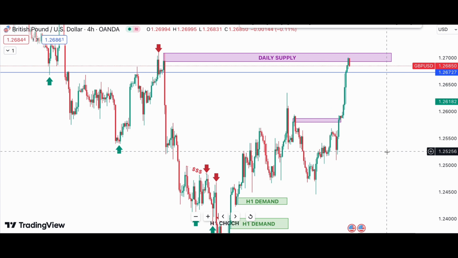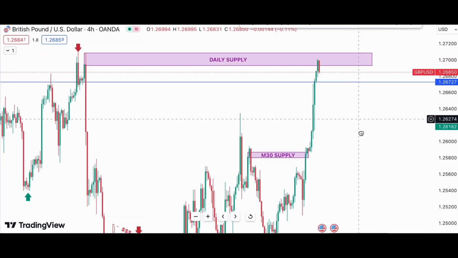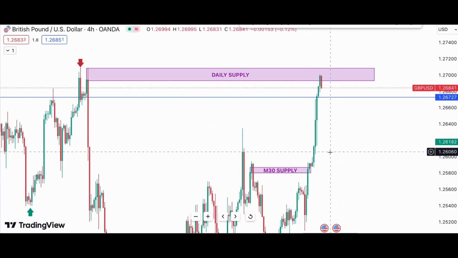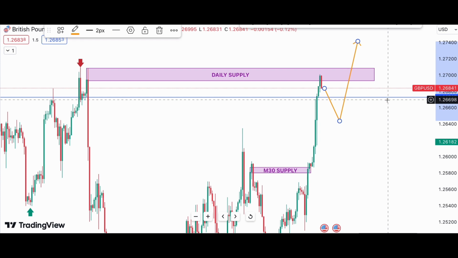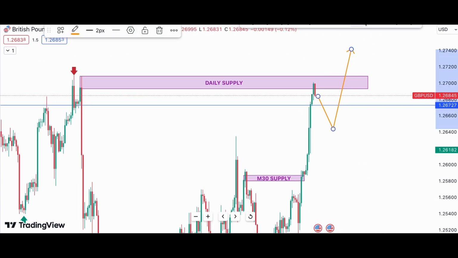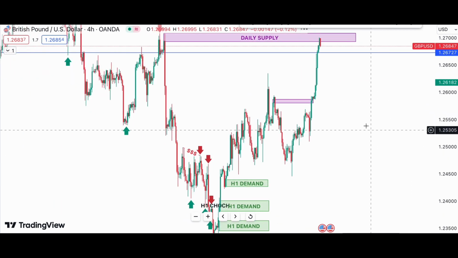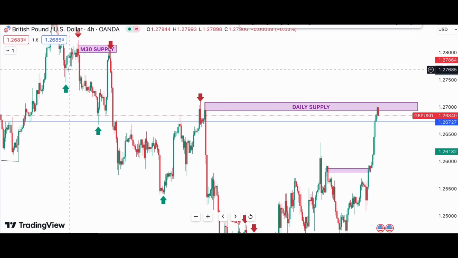Why? Because this is the uptrend structure. So right now we just try scalping some sells until the next demand zone. We try to get some pullbacks, then maybe there is a continuation of the trend again. So this is just my opinion, and you can have your own opinion and comment below if you have a different opinion.